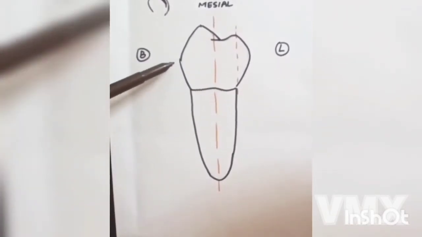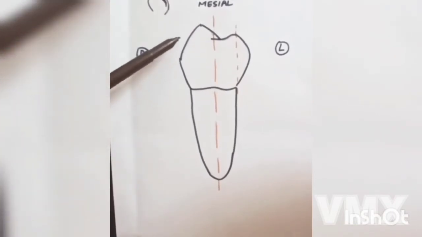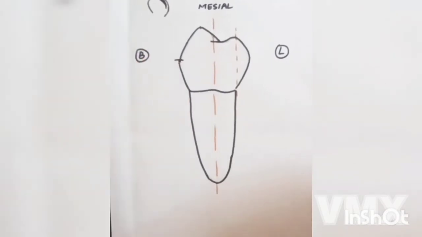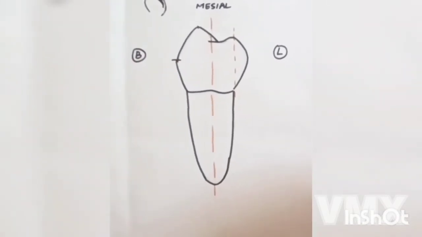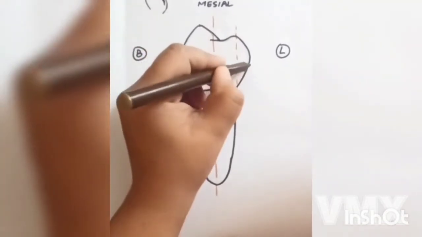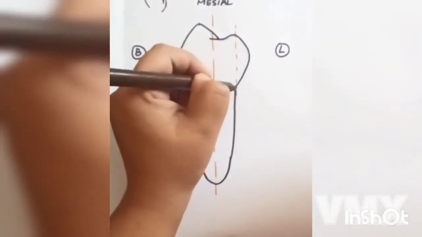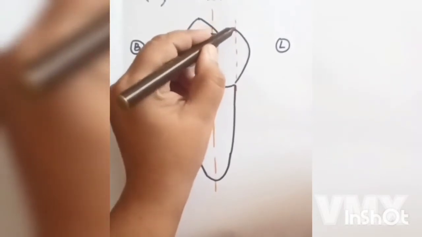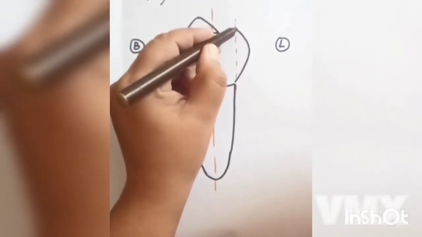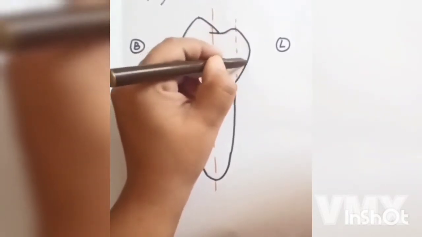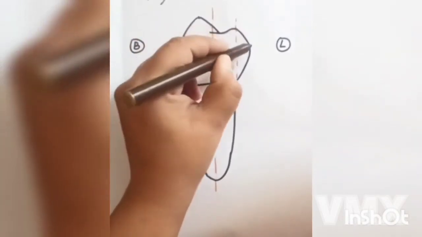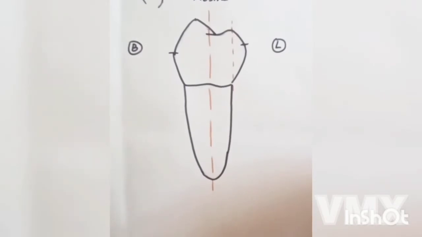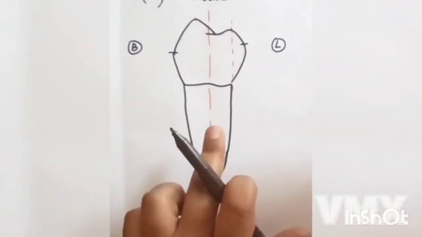So coming to the buccal outline. The buccal outline is convex and the height of contour is in the middle third. Coming to the lingual outline, it lies outside the confines of the root. You see the root border is extending here and ending at the lingual cusp tip. But the crown outline is outside the root border. And the height of contour is in the occlusal third. This is something which is unique to this tooth.